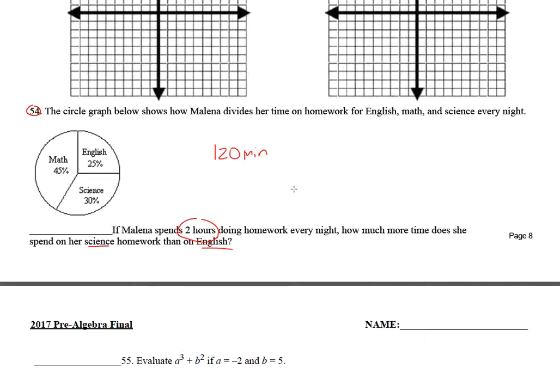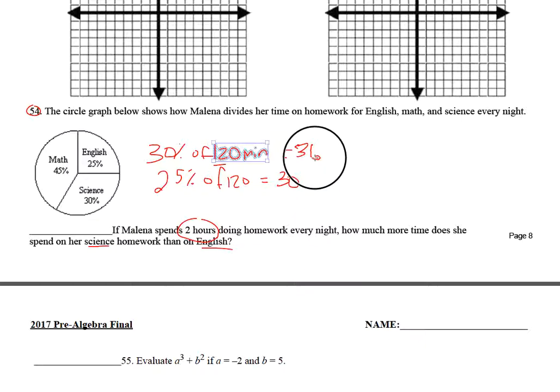So science is 30% of 120, which is what? I was thinking about English, but okay, English was 30 minutes. Right, so English is 25% of 120, and you said that was what again? 30 minutes. And then 30% of 120, or 10% is 12, so 30% is 36. And so 36 on the science, 25% on English, which is a total of 6 minutes difference.